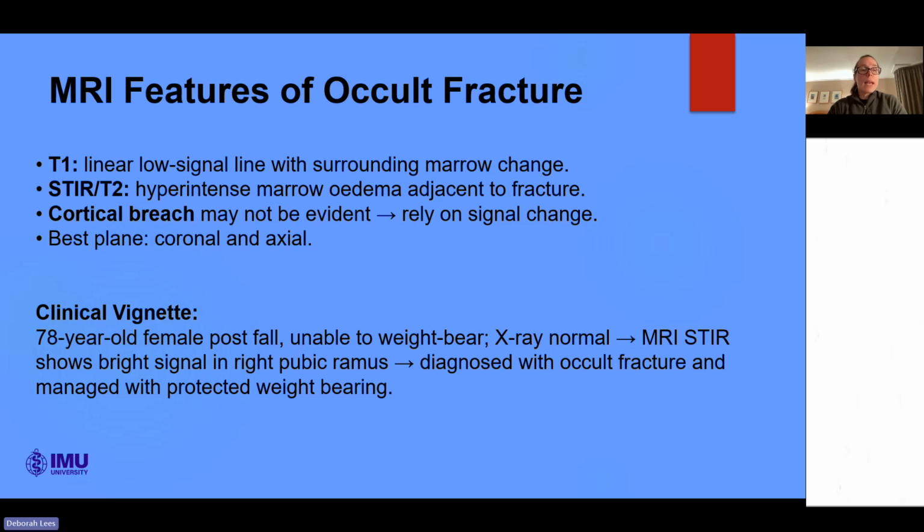So again, one of our cases, we had a 78-year-old female who was post-fall. She was unable to weight bear. X-ray was normal, but the MRI STIR actually showed up some bright signal in her pubic rami. So she was diagnosed with an occult fracture and managed with protected weight bearing. So we normally just give these people a frame or crutches, depending on what they're able to manage.